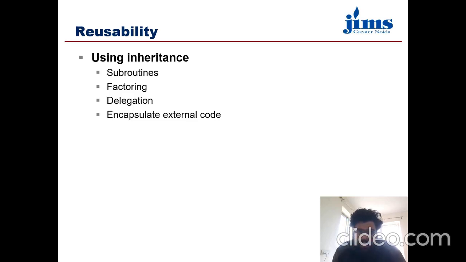Factoring is the terminology used when we derive the common part of the methods, fetch it from those methods, and write our own code. So factoring is extracting the common code from separate methods. Delegation here means assigning the responsibility to another object instead of duplicating the logic. Encapsulating external code means wrapping third-party or system code inside your own classes. I'll be discussing all of this in the further slides. Encapsulation is one of the most important pillars of the object-oriented style.